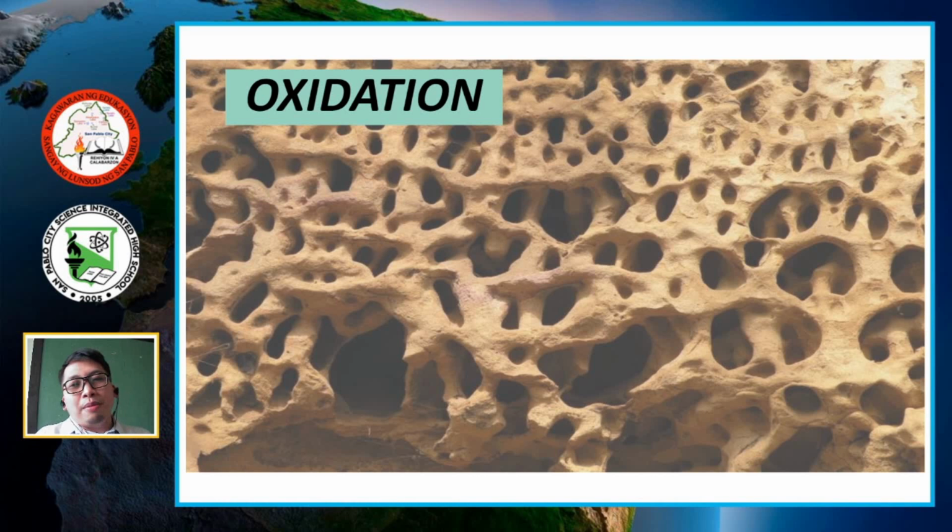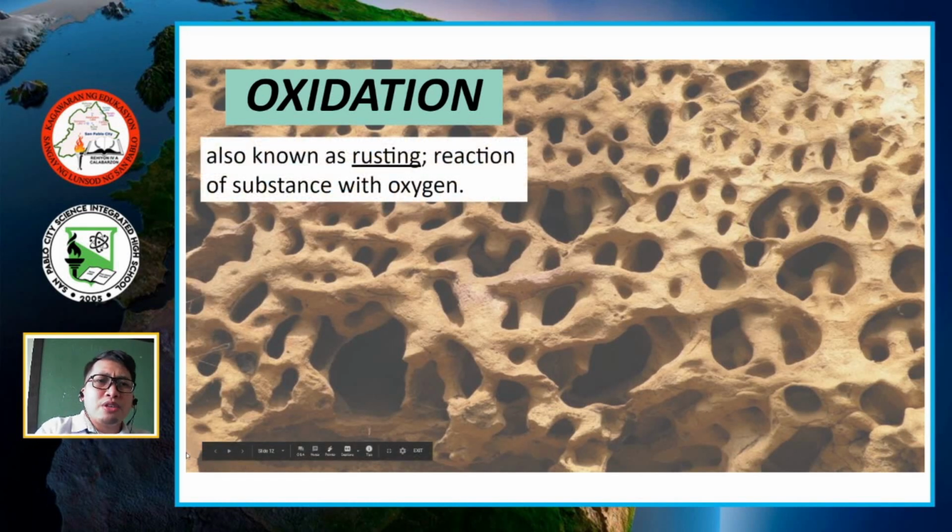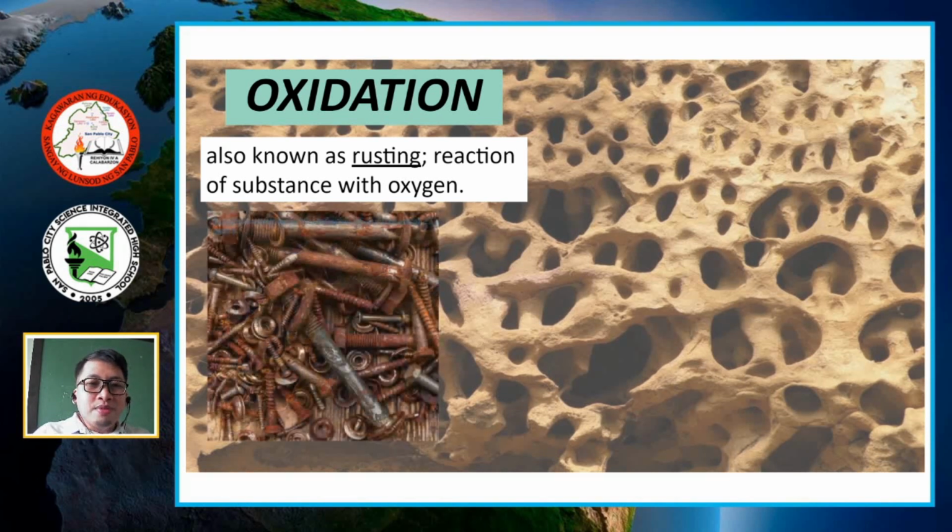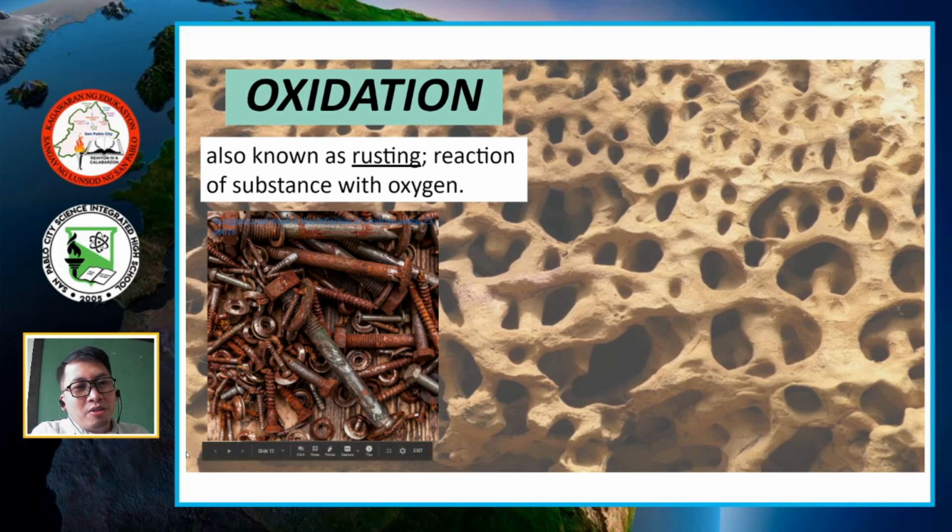The second example of chemical weathering is oxidation. Oxidation is also known as rusting, a reaction of a substance with oxygen. Kung papansin natin, itong mga metals na to, let's say they are composed of iron. Ang iron ay mabilis nagre-react kay oxygen. Kapag nagkaroon sila ng chemical reaction, they will create iron oxide.